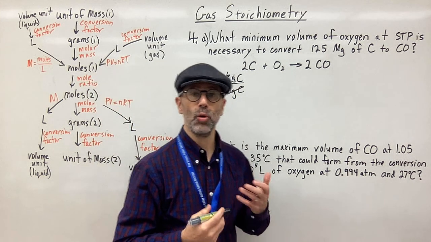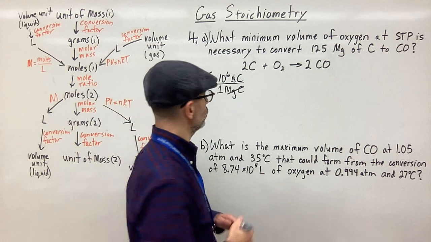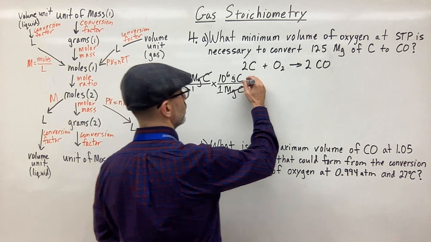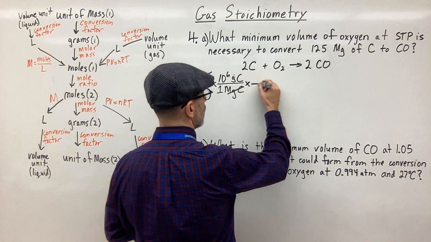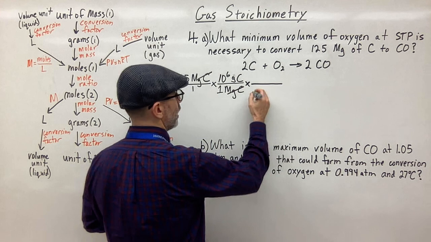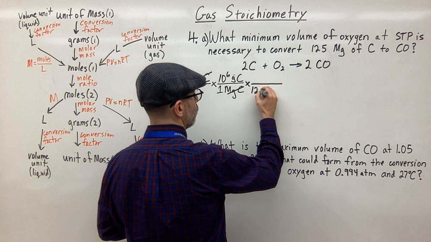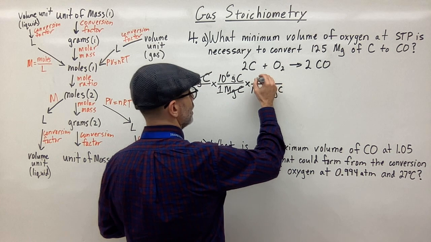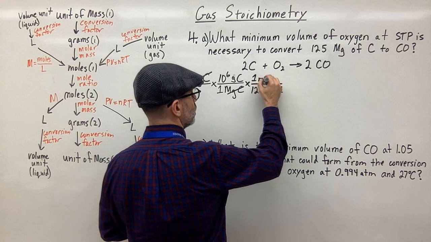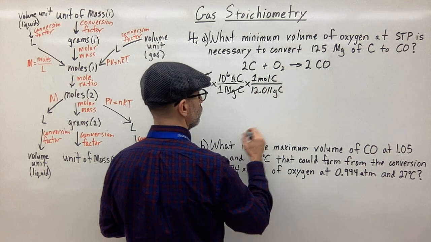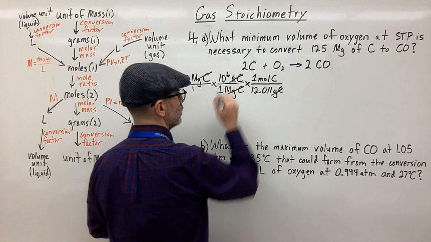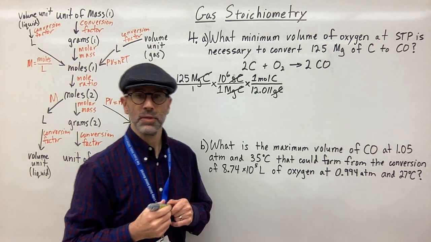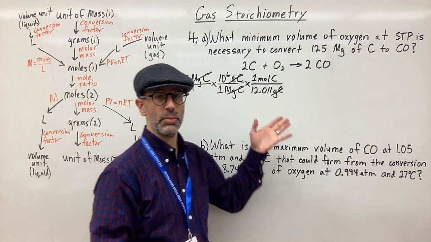Now we can use the molar mass to convert to moles. What's the molar mass of carbon? We look that up on our periodic table, and we find that 12.011 grams of carbon is equal to 1 mole of carbon. So now grams of carbon cancel out, and we have moles of carbon.